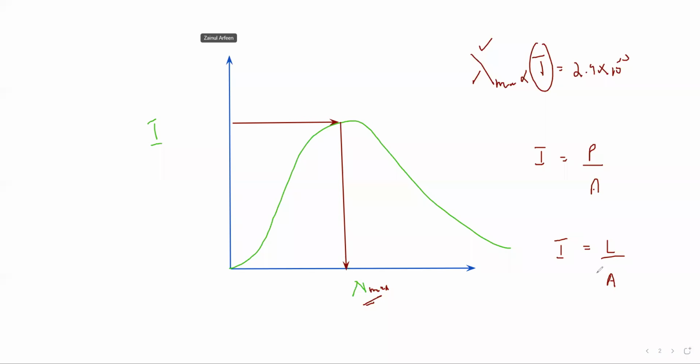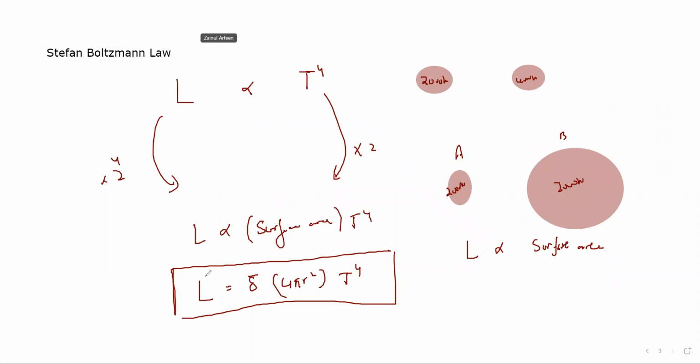Using this we can find the luminosity, and using the luminosity and the temperature we can find the size of the star. Is it clear? How we can find the size of the star, or how we can relate the size with temperature and the luminosity?